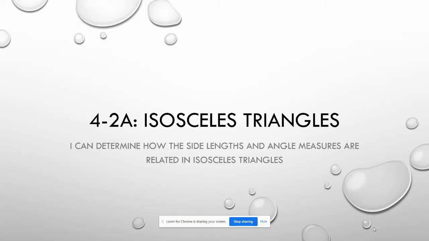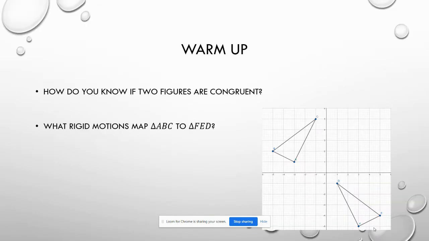Hi Geometry, welcome back. Today we are going to be going over 4.2a and we're going to be talking about isosceles triangles, their side lengths, angle measures, and how we can relate them. But before we get started, I want to see how much you remember from yesterday. So go ahead and try this warm-up problem.